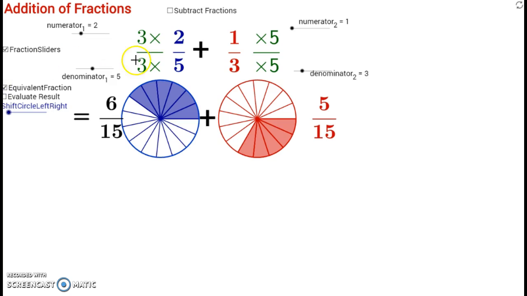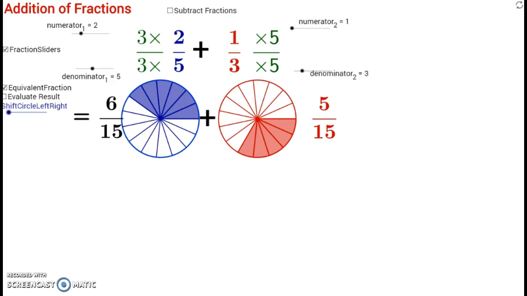Welcome back. Did you get 6/15 and 5/15? You should have found the LCD of 15, and then you should have multiplied the denominator and the numerators by the same number to produce these fractions. Now go ahead and pause the video and add the fractions. You should be experts at this by now because they have common denominators.